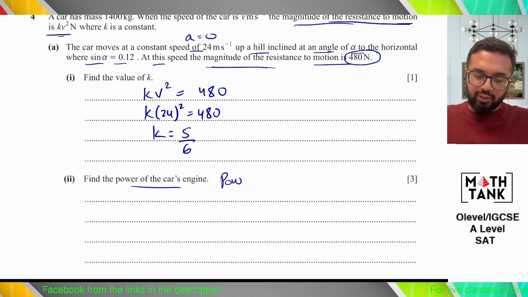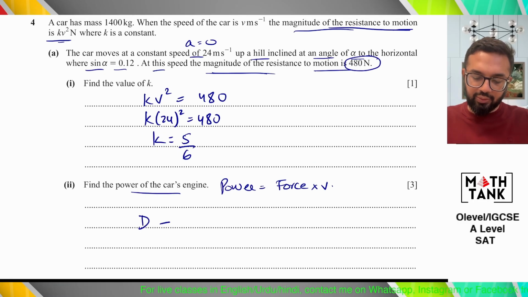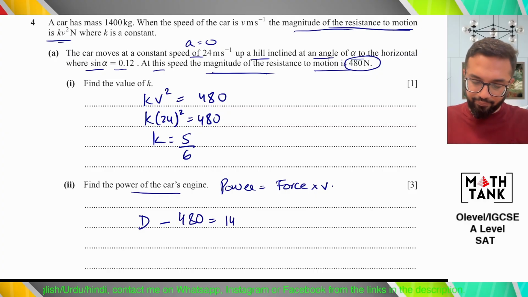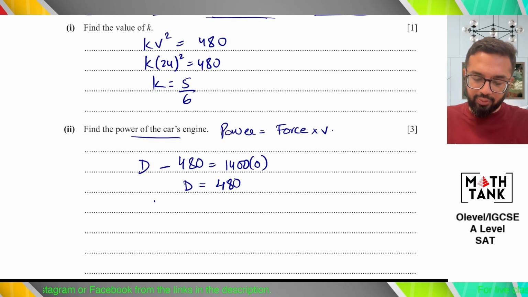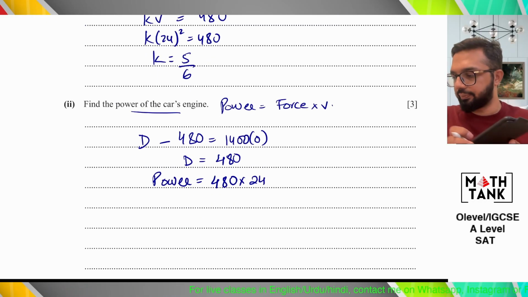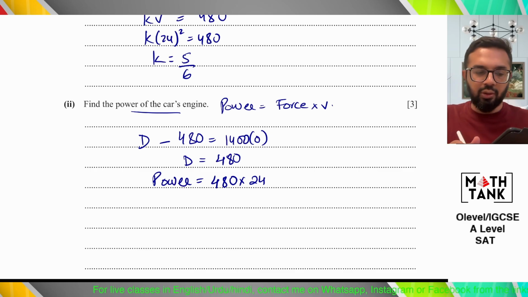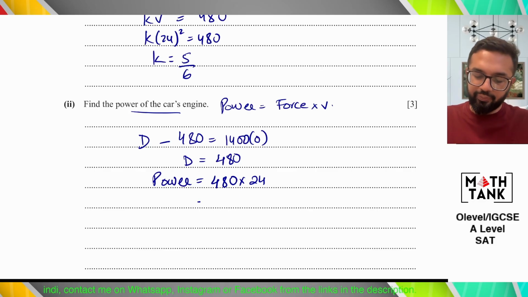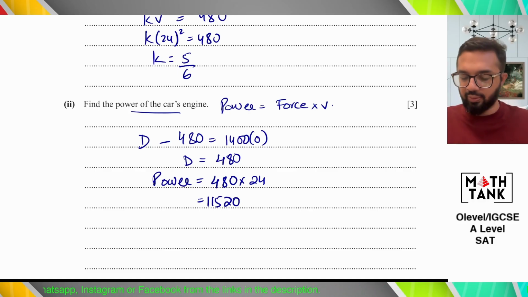Find the power. So power has the formula of force into velocity. Okay. Since I have an acceleration of 0, can I say that the driving force minus the resisting force equals to ma? The driving force is also 480. The power should be 480 into 24. No, I suggest that you start from the beginning. 11,520. You will certainly find easier questions at the beginning.